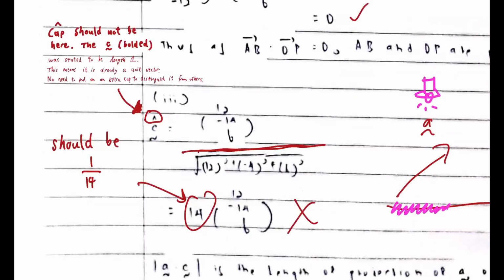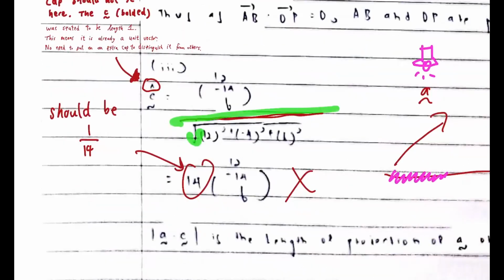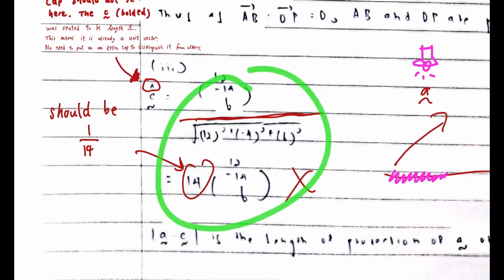The major mistake over here is a careless mistake. You divide by the magnitude, so you should also continue dividing. This shouldn't be 14, it should be 1/14. Oh yeah, right. Correct. This one was just careless.